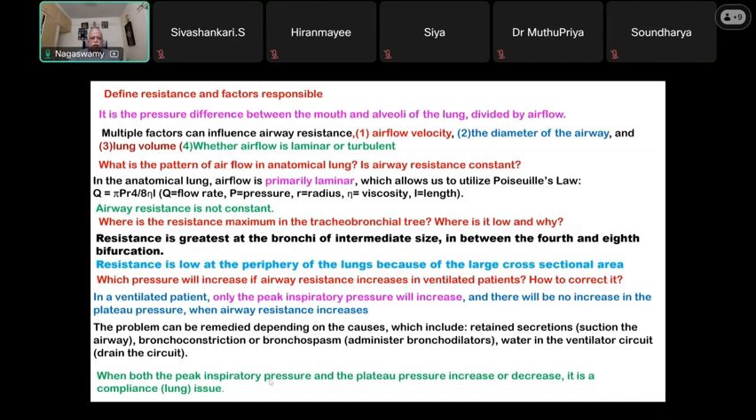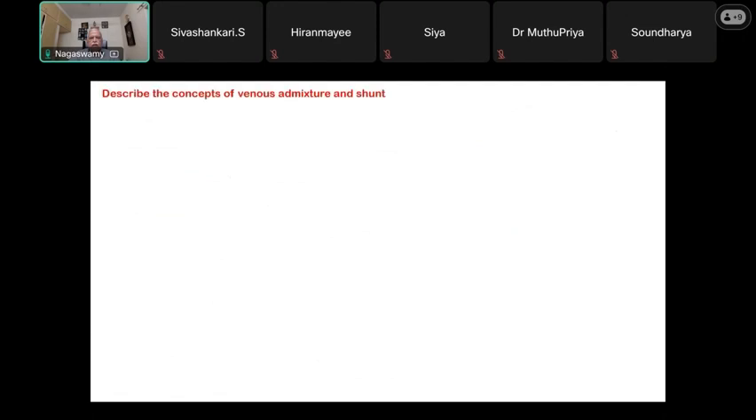When both peak inspiratory pressure and the plateau pressure increase or decrease, it is a lung compliance issue. Okay? So it is an airway resistance problem only if the peak inspiratory pressure alone is increasing. But if there is a change in the plateau pressure along with the peak inspiratory pressure, then the alveolar compliance is altered. So that is what you have to remember.